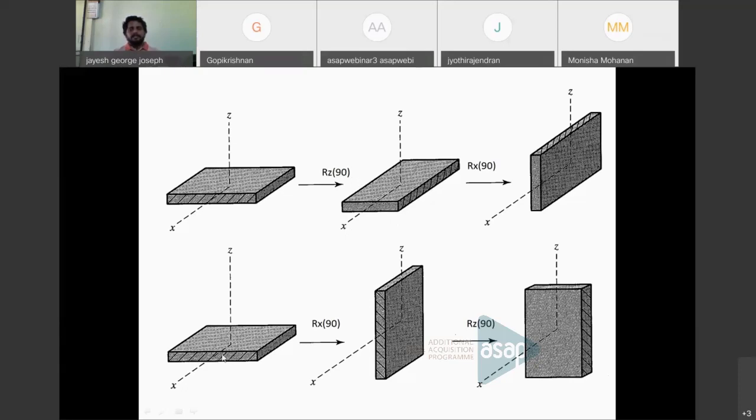And in the second part of the second experiment, we are reversing that order. Instead of rotating initially about the z-axis, we are rotating about the x-axis by an angle of 90 degrees. And then again rotate in the counterclockwise direction about the z-axis. And then this is the final position, mentioned in the second row, last one. So comparing the two, we can see that the two final positions are not identical.